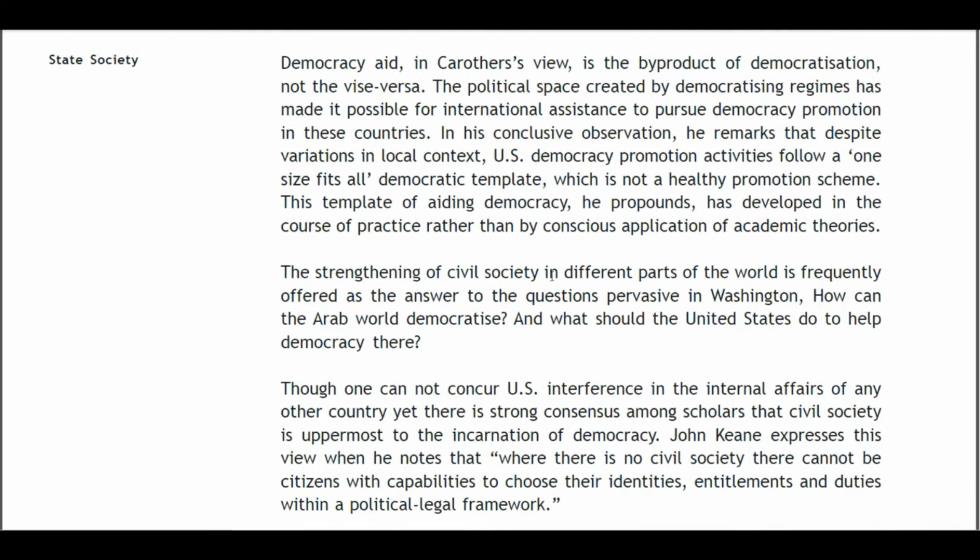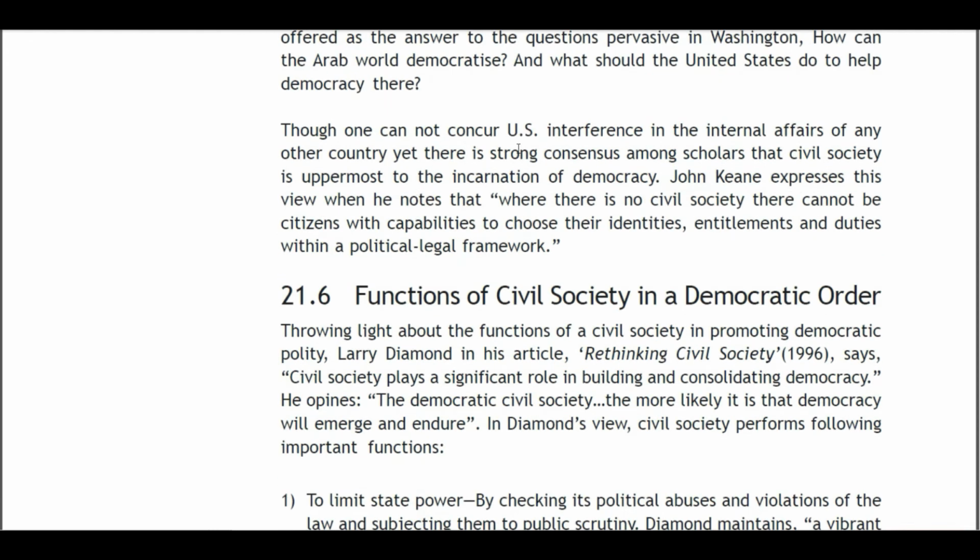The strengthening of civil society in different parts of the world is frequently offered as the answer to the questions pervasive in Washington: how can the Arab world democratize, and what should the United States do to help democracy there? Though one cannot conquer US interference in the international affairs of any other country, there is a strong consensus among scholars that civil society is uppermost to the incarnation of democracy. John Kane expresses this view when he notes that where there is no civil society, there cannot be citizens with capabilities to choose their identities, entitlements, and duties within a political legal framework.